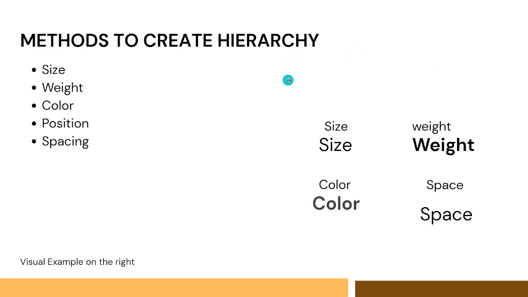So there are different methods to create hierarchy in design. In design, we can use size, weight, color, position, and spacing. The first one here is the use of size to create hierarchy. We can see that this one says size, but it is smaller and it's at the top. And the one below it also says size, but this one is big. So this is an example of hierarchy using size because the sizes here are different.